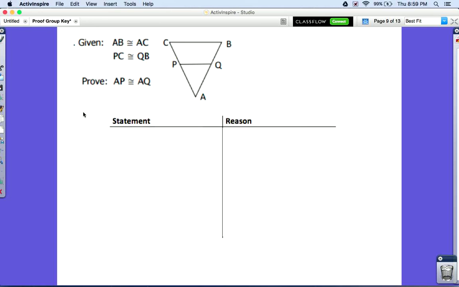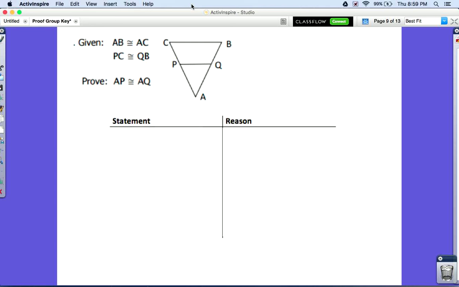Alright, so this is our third line segment proof. In this proof, we are given that AB is congruent to AC and that PC is congruent to QB. And we are asked to prove that AP is congruent to AQ. So that means that this whole side is congruent to this whole side, and that this part is congruent to this part, and we want to show that these two parts are congruent.